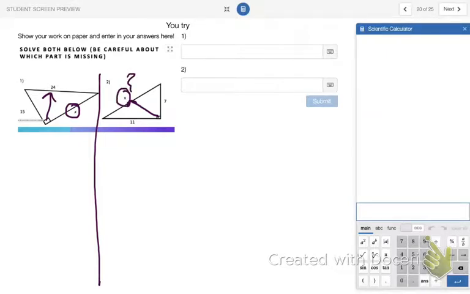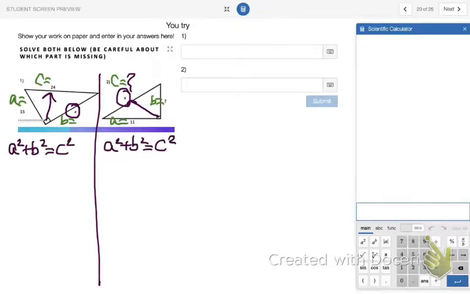Okay, so I'm going to go ahead and label my triangles. Alright, I've gone ahead and written down my formulas for both of them. Just because I wanted to point out that the formula that we use for both of these are the same exact ones. So let's go ahead and substitute now.